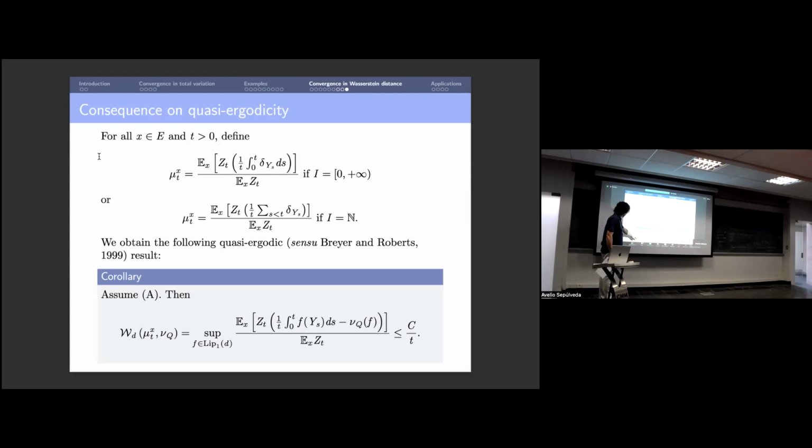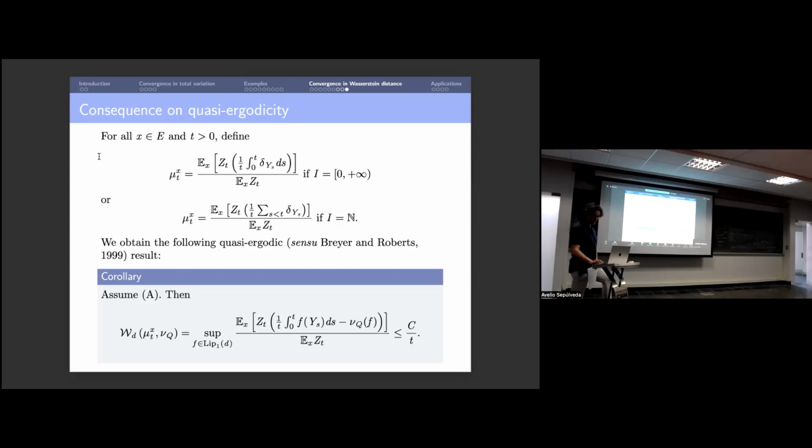And then we also have convergence in Wasserstein distance of these ergodic measures to a unique probability measure, which is not the quasi-stationary distribution, but it's just the quasi-stationary distribution with an additional weight, which is related to the probability of survival. Okay.